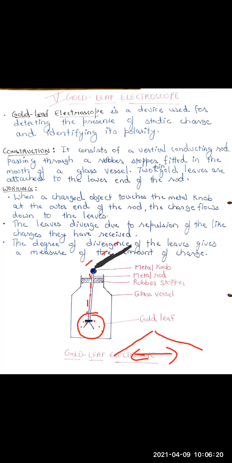So how much do they diverge? The more they diverge, the greater the amount of charge. The divergence tells us the amount of charge. So children, with this gold leaf electroscope we can only find out whether the object is charged or not. We cannot find out the polarity of the charge, right? Identifying the polarity is difficult with the gold leaf electroscope, right beta? So this is it for today's class. We will continue in the next class. Okay.